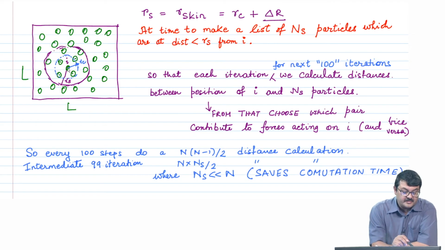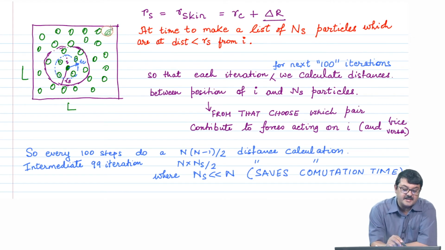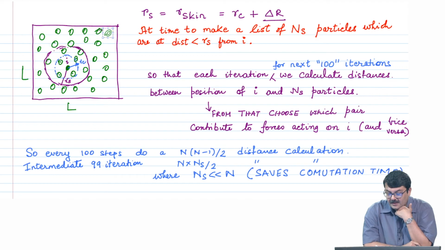Even so, as it moves in the next 500 iterations, it could move from here to here. So, it starts interacting with this monomer and does not start interacting with this monomer, but it is unlikely that it is going to interact with this monomer. So, every 500 iterations you are basically updating the neighbor list.